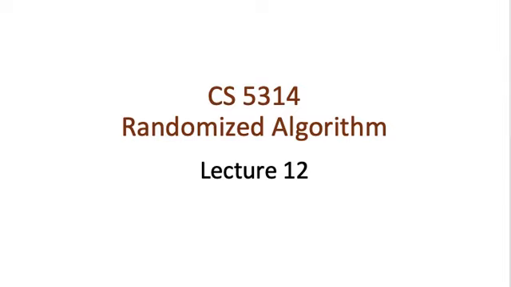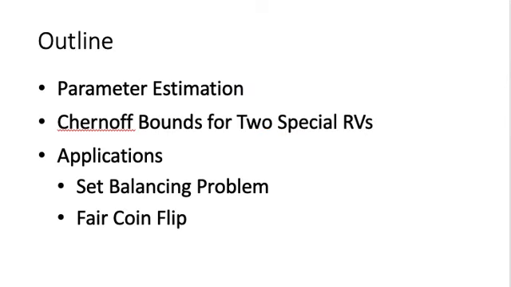In this lecture, we will see some more examples and applications of the Chernoff bounds. We will first talk about a problem called parameter estimation, and then we will define two special random variables and study their Chernoff bounds. And finally, we will see applications of these Chernoff bounds that we have derived, and they will be used in the following two problems. The first one is called set balancing, and the other is the normal fair coin flip. Let's start.